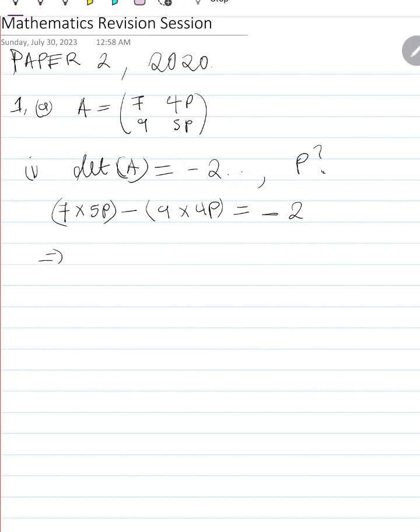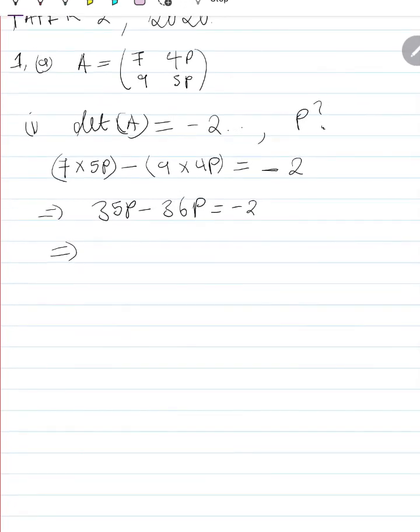So this implies 7 by 5p is 35p minus 9 by 4p is 36p is equal to -2. So this implies that 35 minus 36 is -1, so this is -p is equal to -2. Then divide throughout by -1, so therefore p is equal to 2.